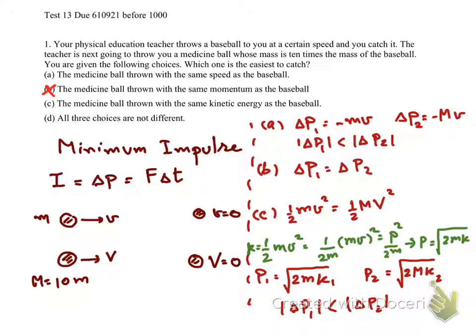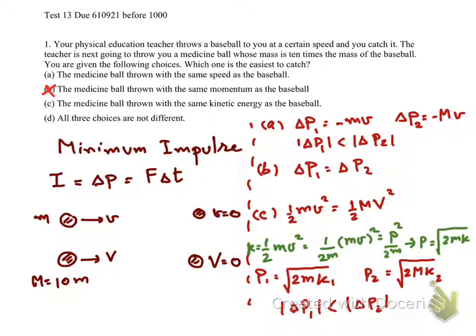The medicine ball is a big ball that is sometimes used in exercise, or aerobic exercise. A medicine ball whose mass is 10 times the mass of the baseball. You are given the following choices. Which one is the easiest to catch?